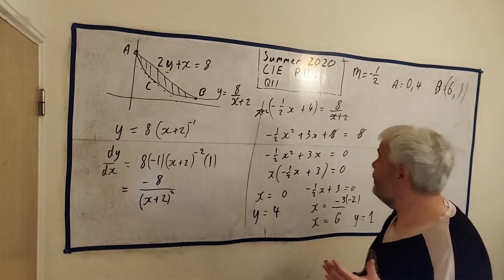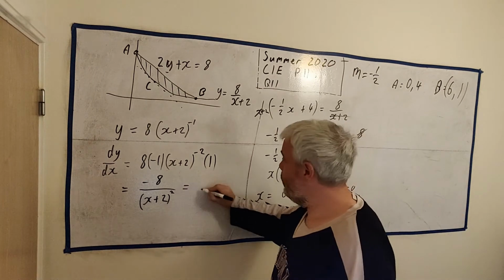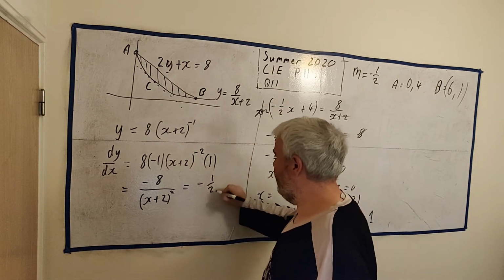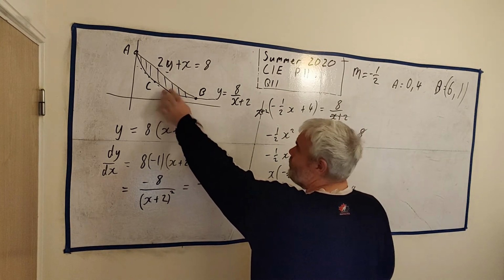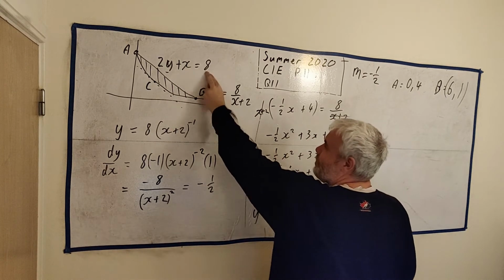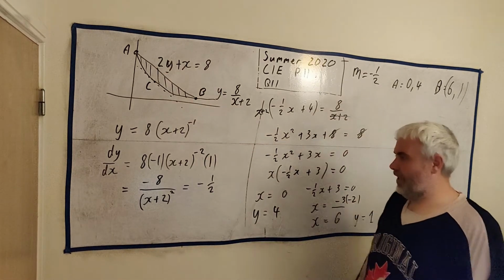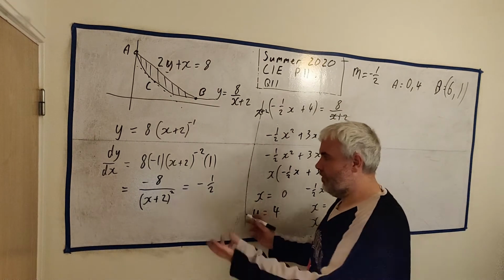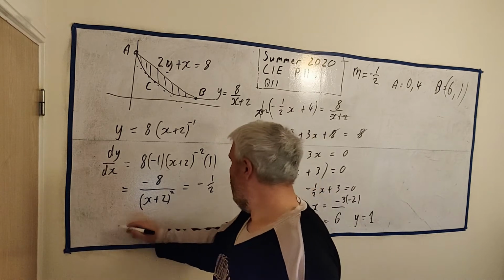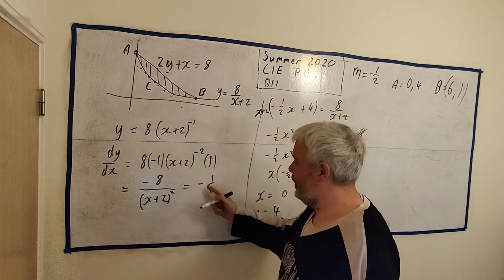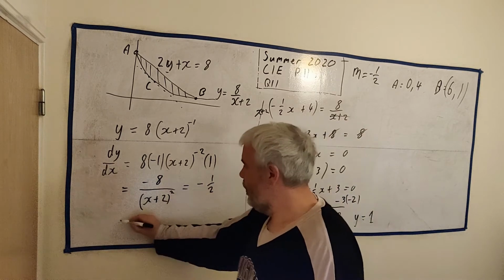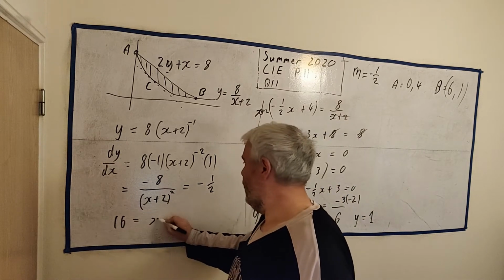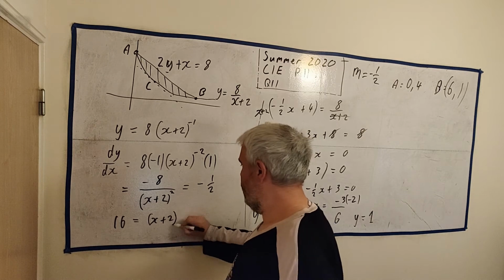That's the derivative. And we know that's equal to minus a half, because it's the same slope as this guy. I'm just double checking it is minus a half. That's minus 1 divided by 2, which is a half. So we just need to answer this. Let's multiply around here. We have minus 2 on the bottom, multiply it across. So we get 16 is equal to x plus 2 squared.